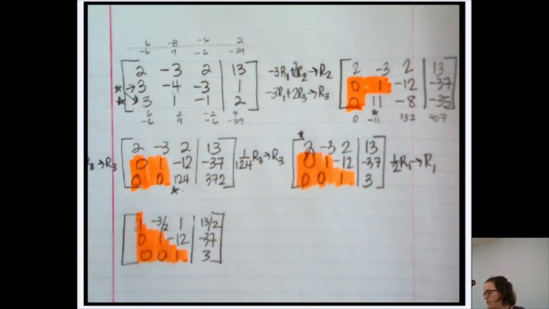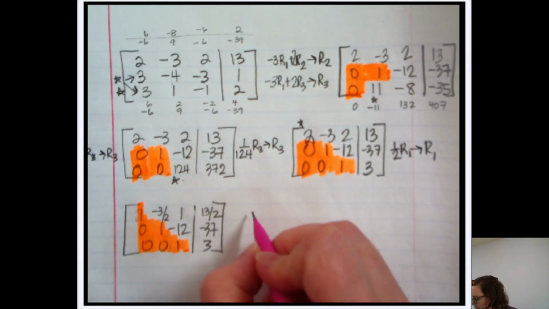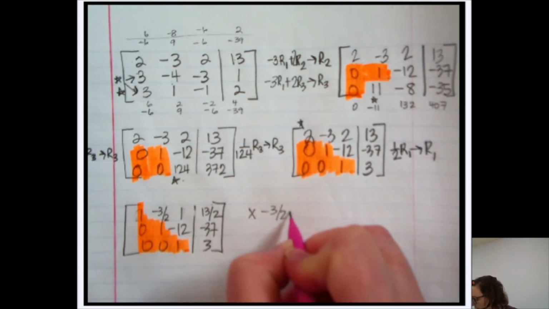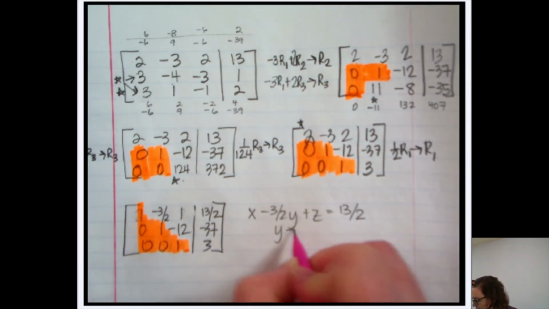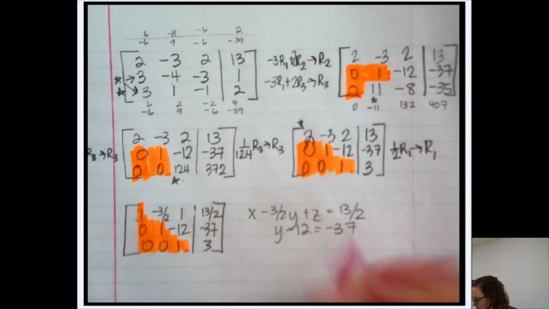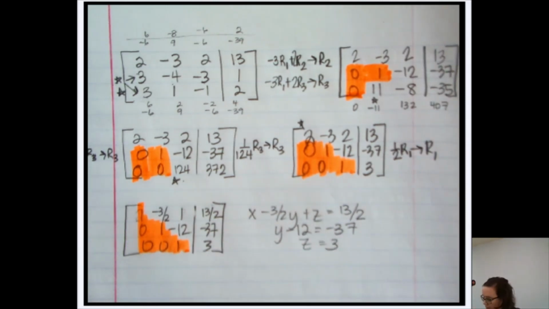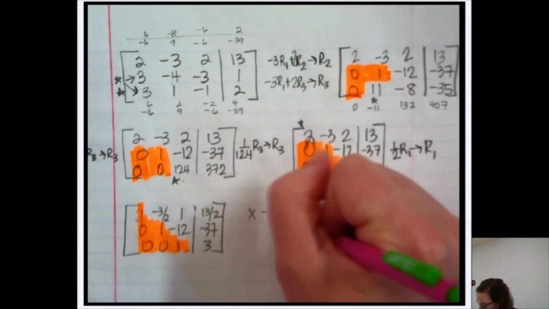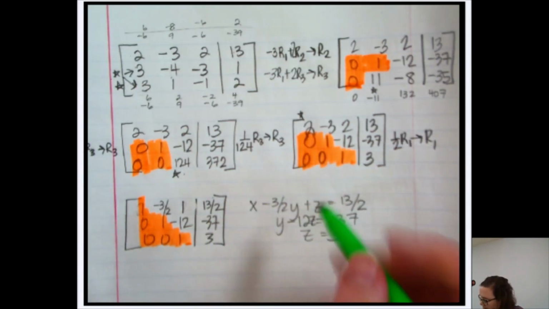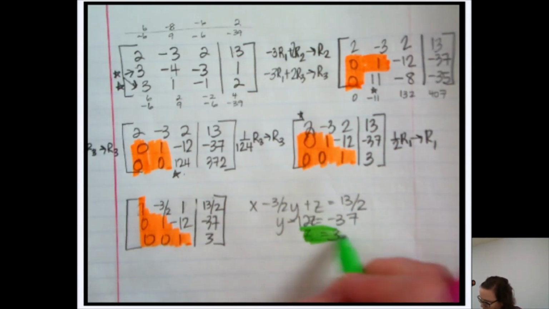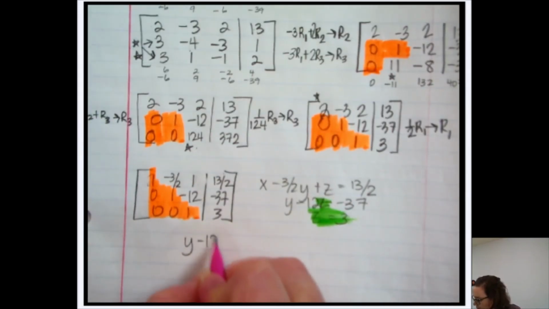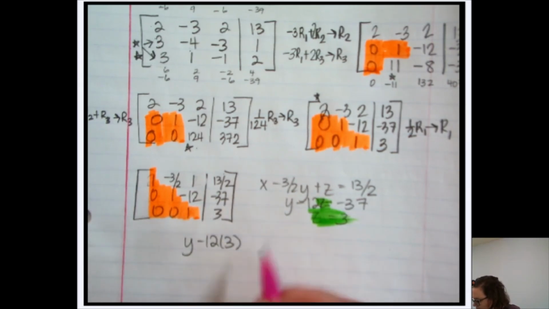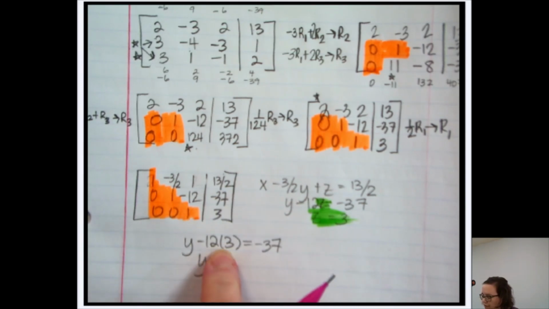We are ready to find out what our letters are. Okay, so we have x minus 3 halves y plus z equals 13 halves. And we have y minus 12z equals negative 37. Then we have z equals 3. Okay. So we know what z is. We're going to go plug it in up here. Okay. So y minus 12 times 3 equals negative 37. So y minus 36, we're going to add 36.